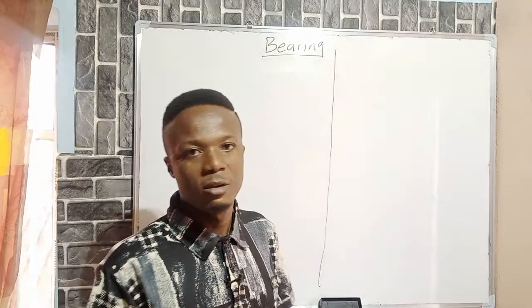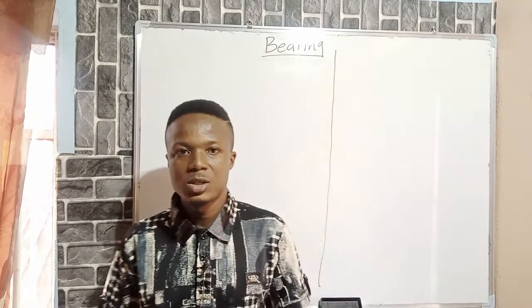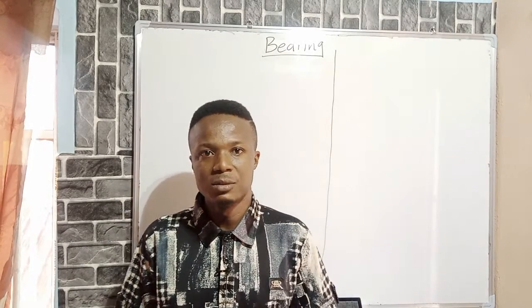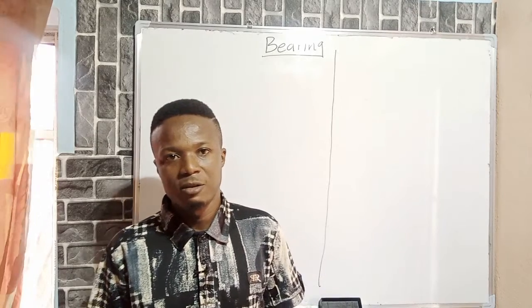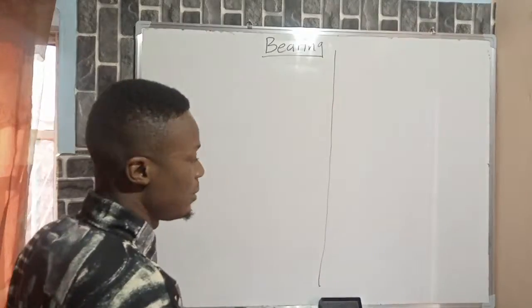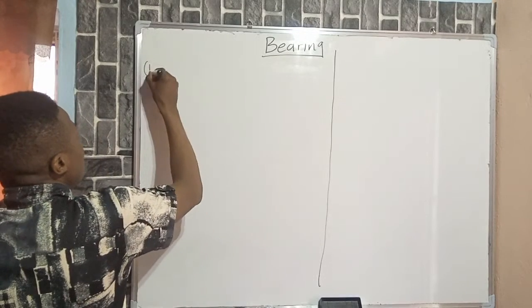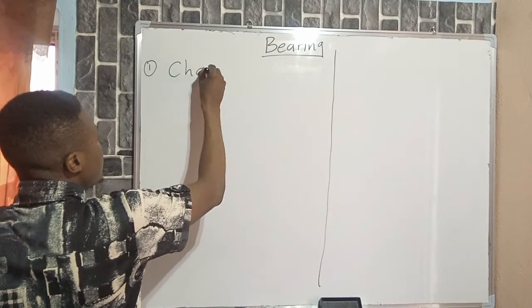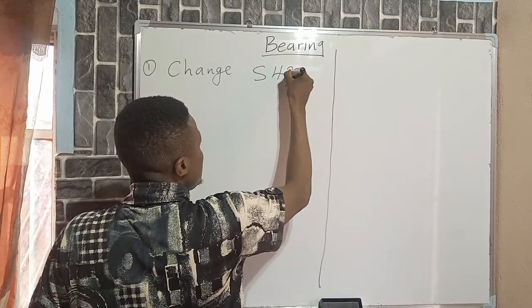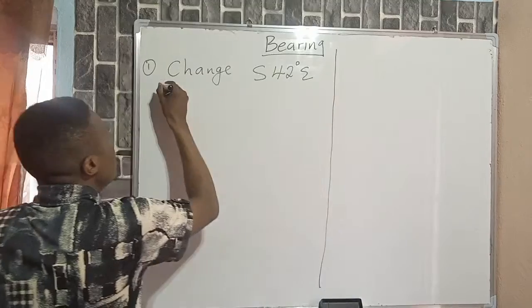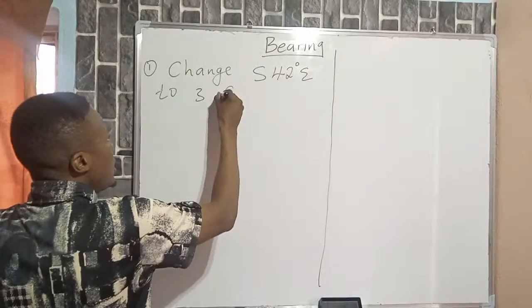We have the three-figure bearing and the compass bearing, and these two types of bearing are interconvertible. You can convert compass bearing to three-figure bearing, and you can convert three-figure bearing to compass bearing. For example, change south 42 degrees east to three-figure bearing.